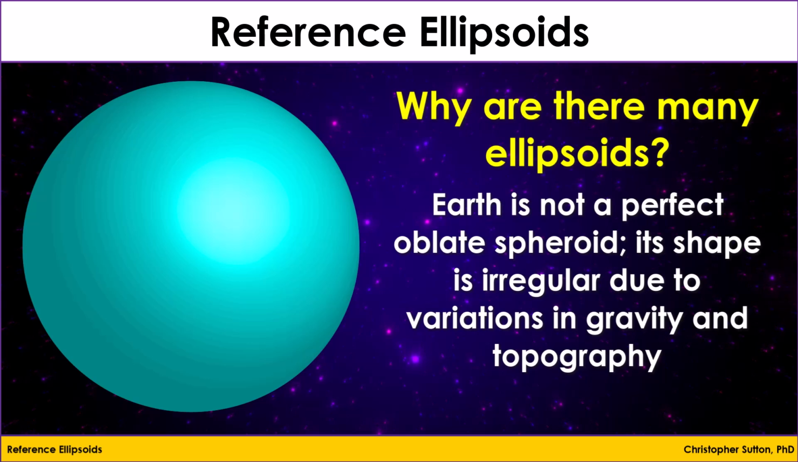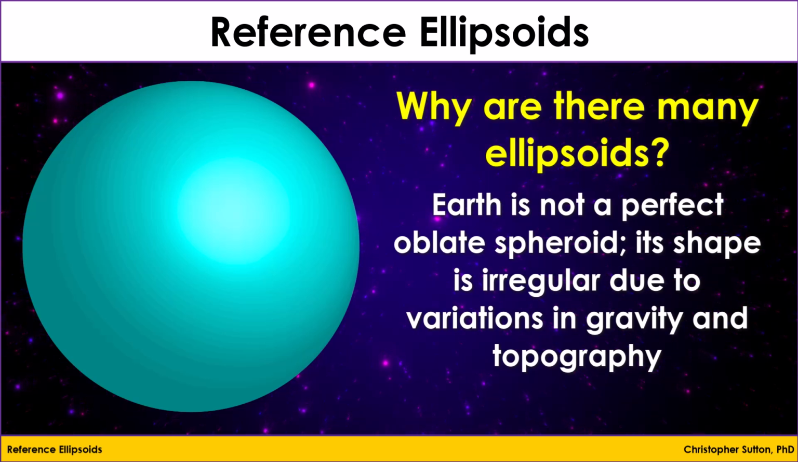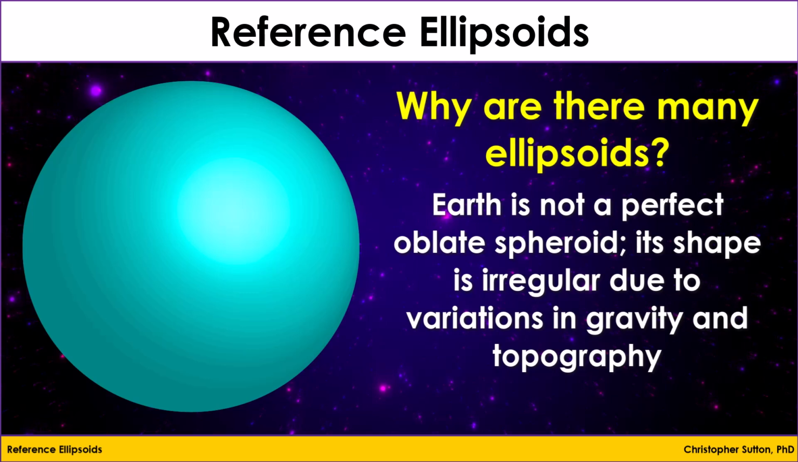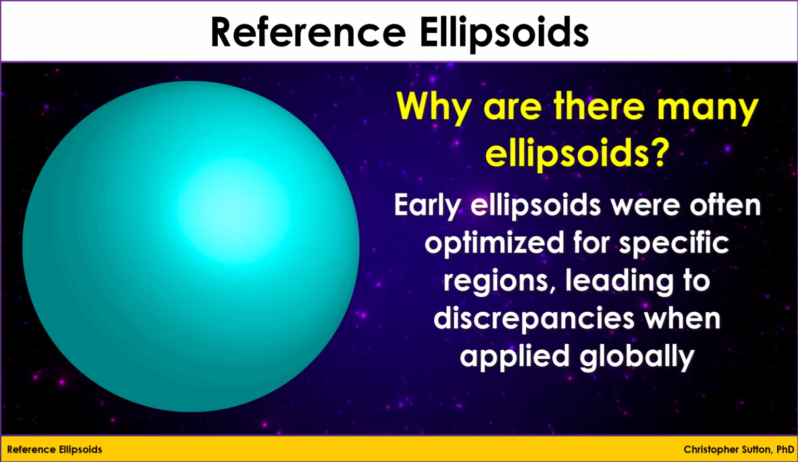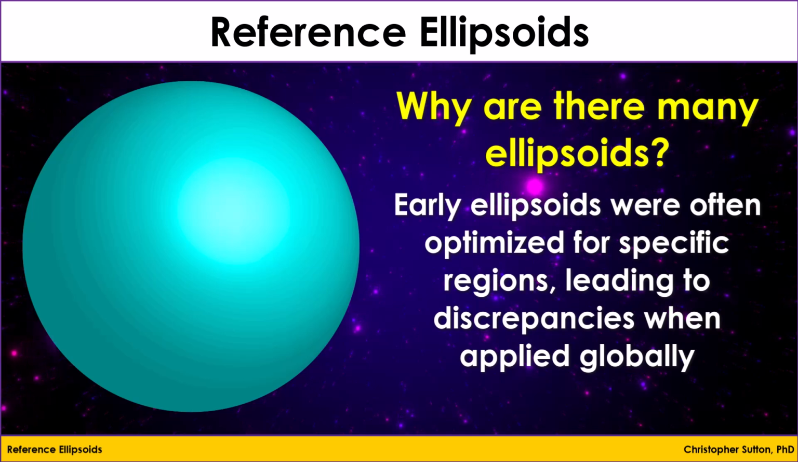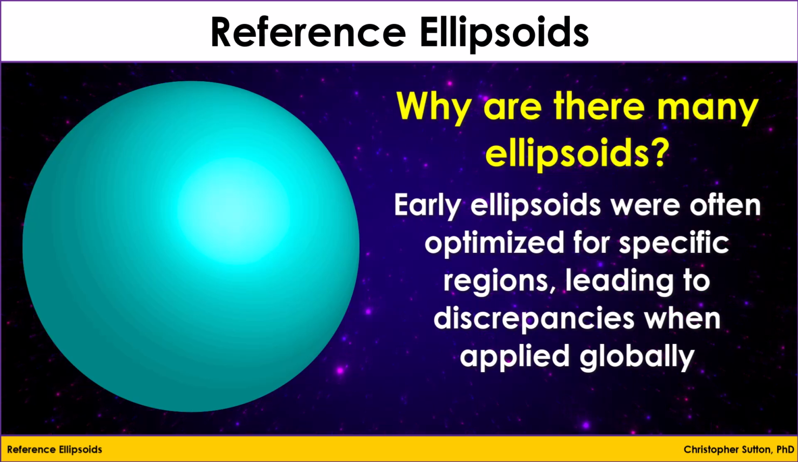Earth has regional variations in shape. Earth is not a perfect oblate spheroid. Its shape is irregular due to variations in gravity and topography. Early ellipsoids were often optimized for specific regions, leading to discrepancies when applied globally.